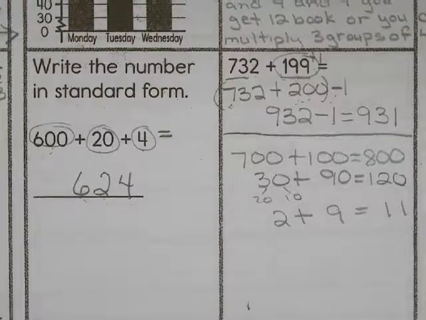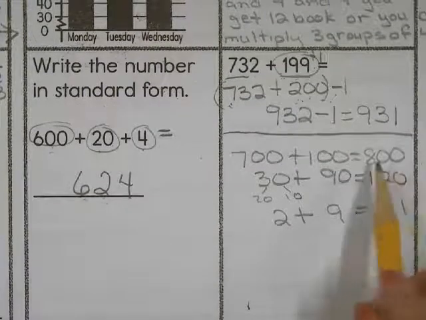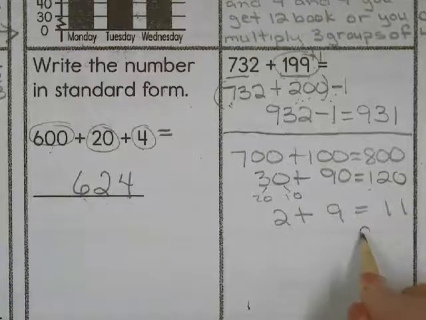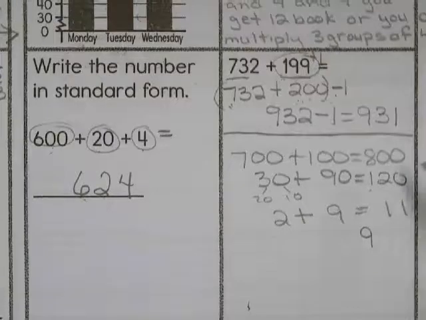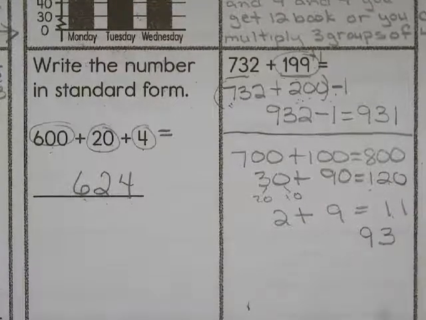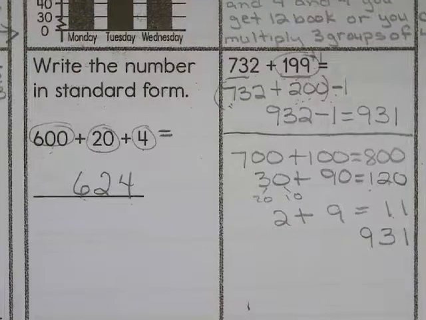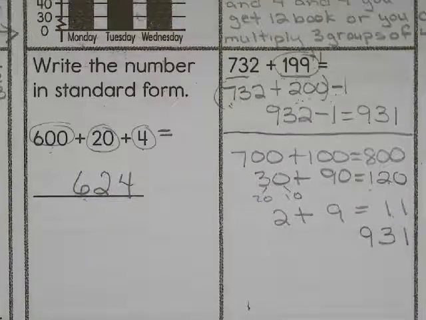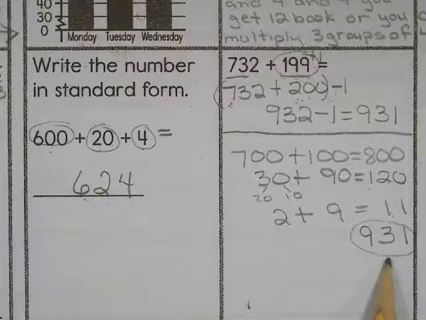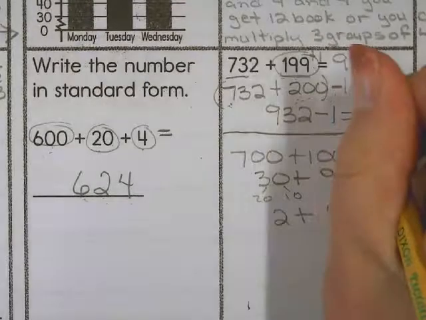and 9 and 2 is going to make 11. Now, once I add these together, I see that I have an 800 plus 1 more 100, which gives me 900. I see that I have 2 tens here and 1 more 10 there, and that's going to give me 30. And 1 is just in my ones place there. So 931 is going to be my sum. So I can place that up here in my sum.